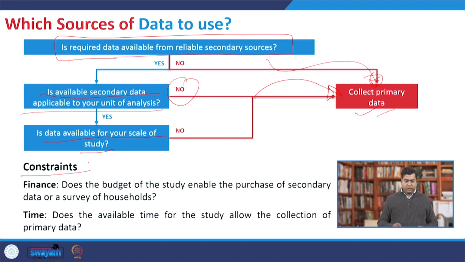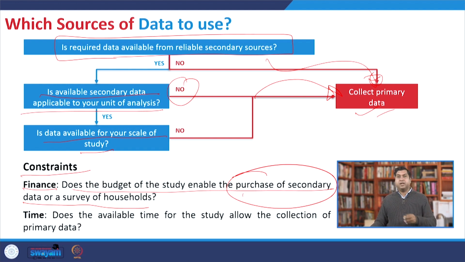Now the constraint in all this, one is definitely the budget. Does the budget of the study enable the purchase of secondary data and a survey, or do you just go for surveying the households? Some of the information is not publicly available free of cost. You have to procure or purchase the data, and many times, like satellite image data, it is very costly. Even some organizations nowadays do surveys and that data is sellable.